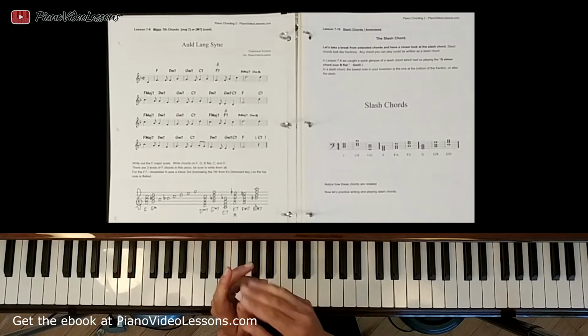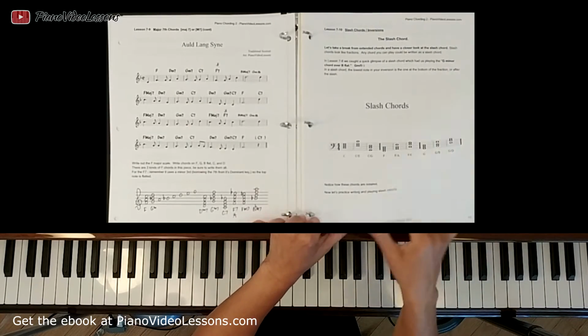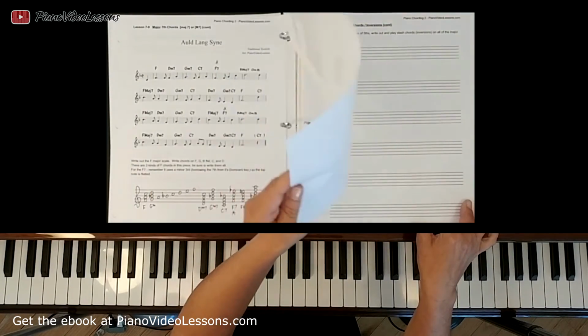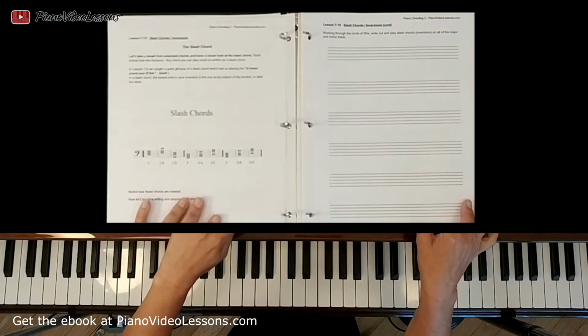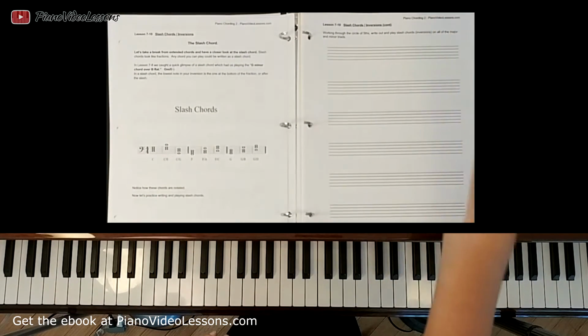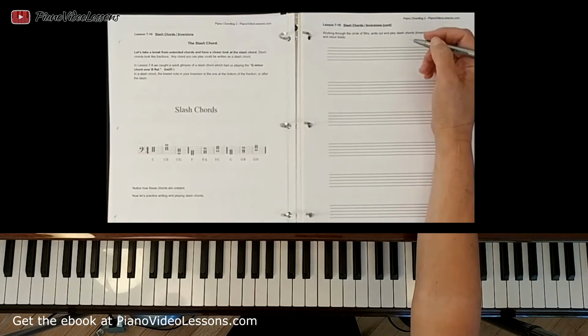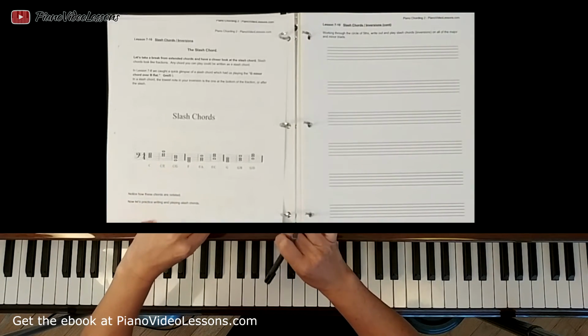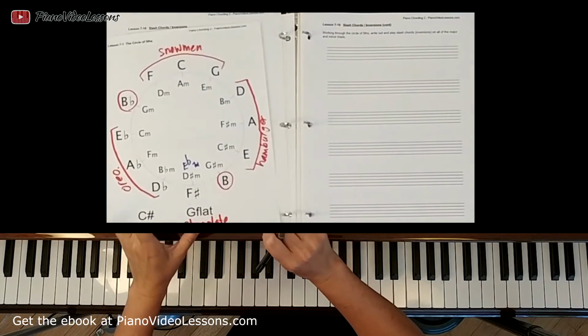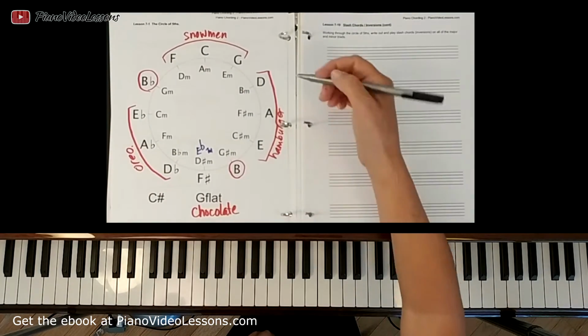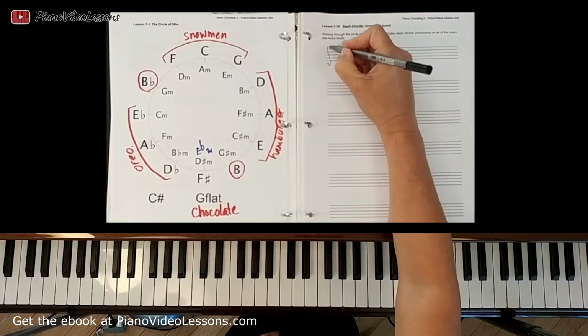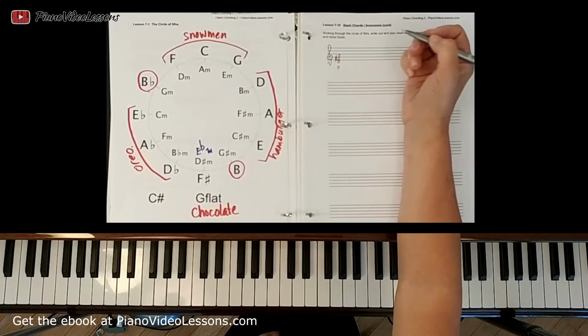So what I would like to do now is just write out a few of these. We can work through the circle of fifths, and we can write out slash chords. So let me grab my circle of fifths from lesson 1. And let's start off on D here. So I'm going to put this in the treble clef just for convenience's sake. And we're going to have D, F sharp, A. That's my D major chord, and that's just D.